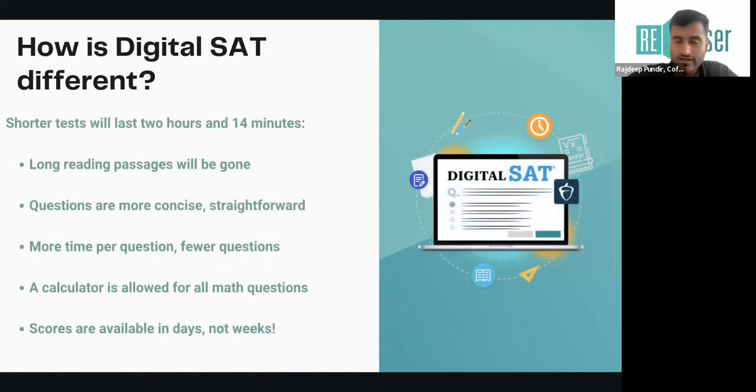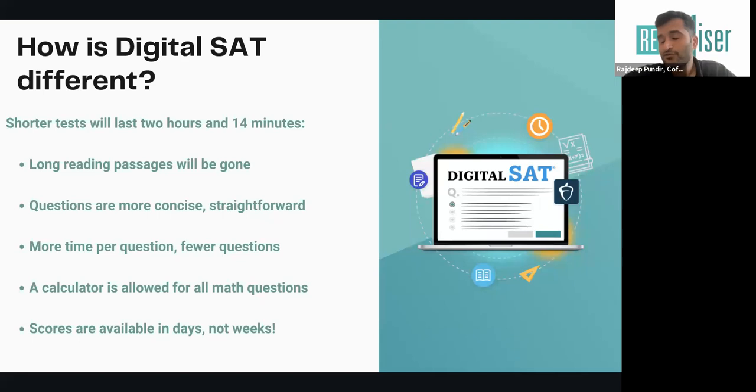The exam is much shorter in length. Earlier, it used to be a 3-hour exam. Now it's only a 2 hours, 14-minute test. There used to be long reading passages earlier, which are completely gone. And now you have small paras and you have to read those paras and answer the questions. The questions are a lot more concise, a lot more straightforward. You have more time per question. And that I think we will see as we move along in this presentation.